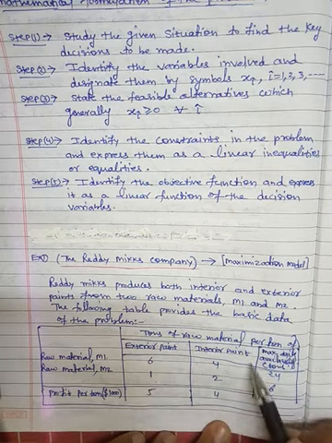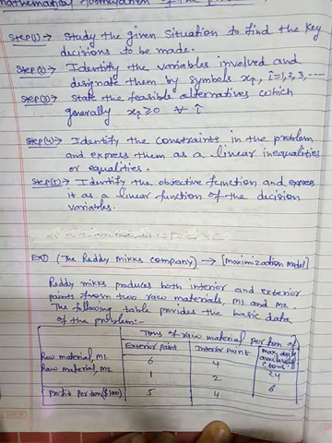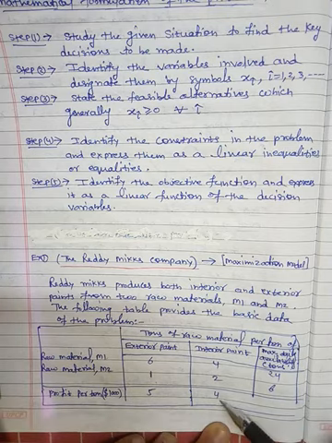Similarly, for the interior paint, the ratio is 4:2, 4 tons raw material M1 and 2 tons raw material M2. And the profit on each ton of interior paint is 4 into 1000. That means $4,000 per ton.